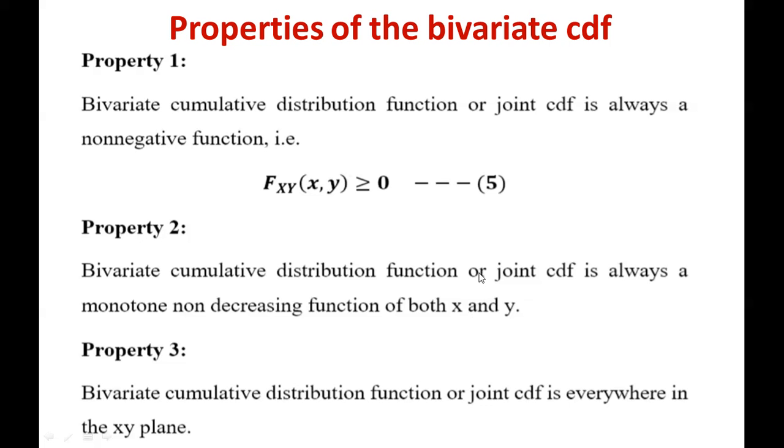The second property: the bivariate cumulative distribution function, or joint CDF, is always a monotone non-decreasing function of both x and y. What is your third property? The bivariate cumulative distribution function is defined everywhere in the xy plane. So the first property says it is always a non-negative function. The second property is a monotone non-decreasing function for both the random variables. The third property is that it is a function everywhere in the xy plane.